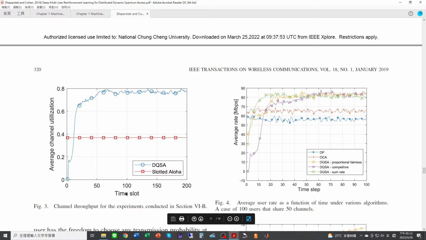You can see that the x-axis is the time slot from 0 to 200, and the y-axis is the average channel utilization. Okay, you can see that the line for the slotted Aloha is about 0.37, and the DQSA can reach 0.8. Okay, like this figure.